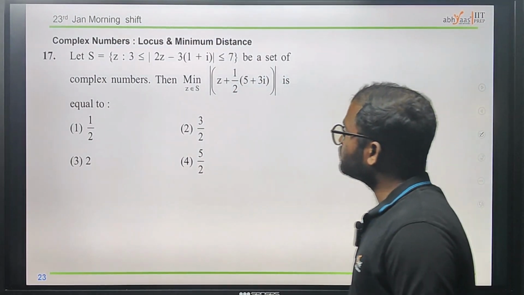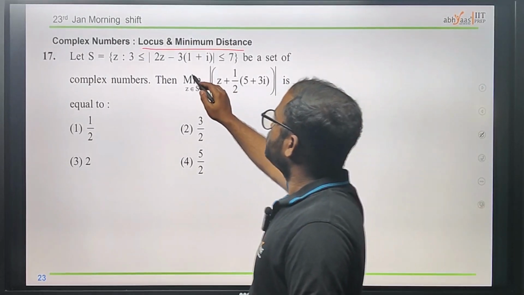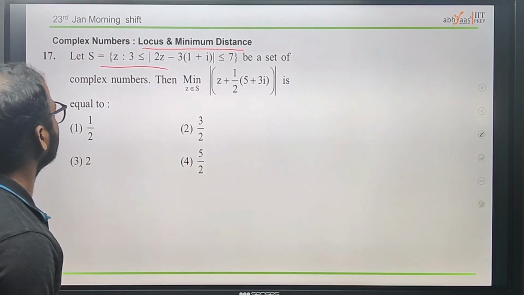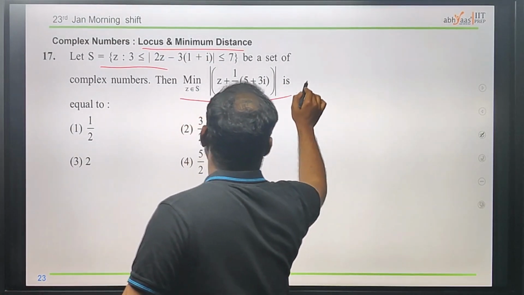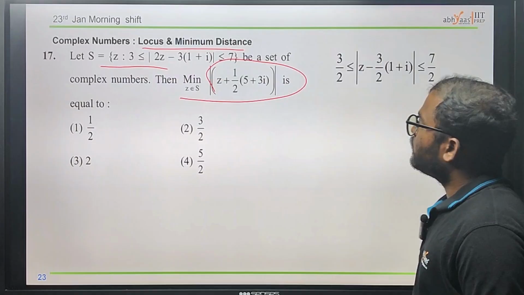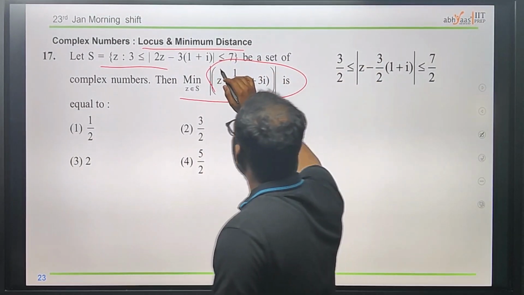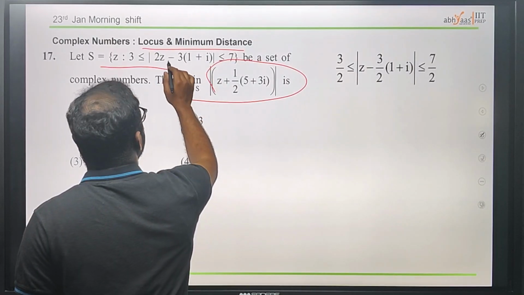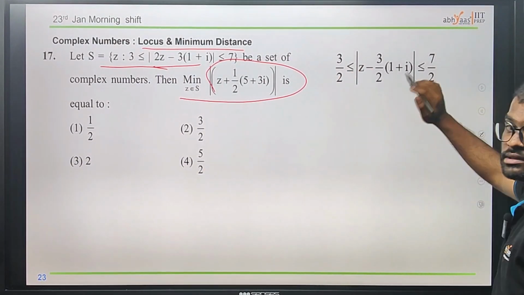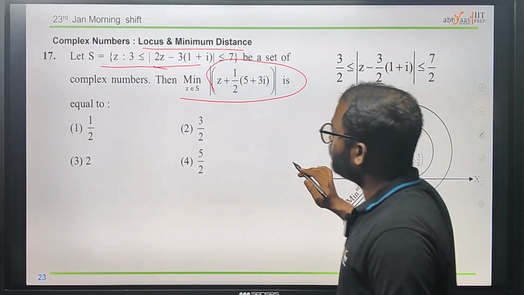Now, complex numbers, which is based on the locus and minimum distance. See here, they have given a set which is a region. Using this we can easily find the minimum of this expression. Using the condition they gave, taking 2 out from 2z, we can make it 3 by 2 less than or equal to, on both sides, 7 by 2 as well.